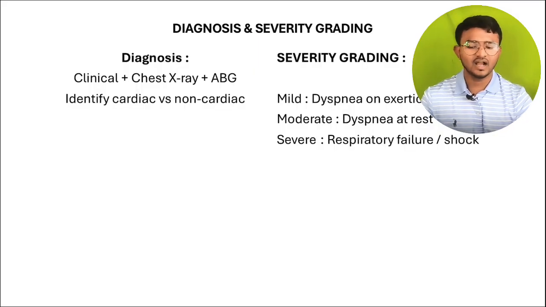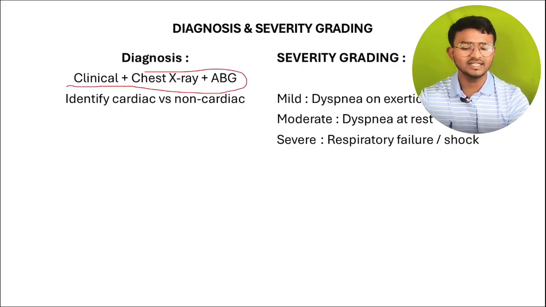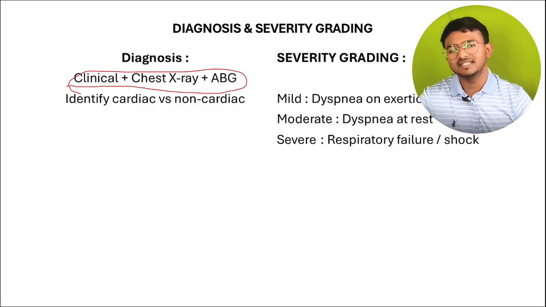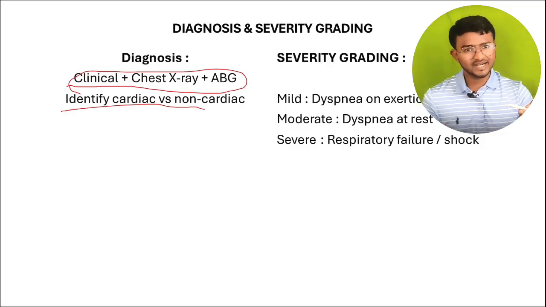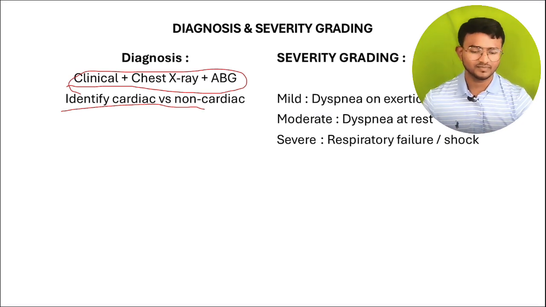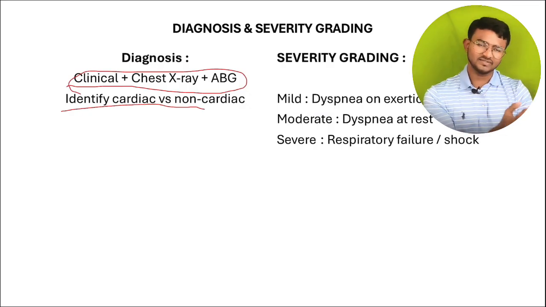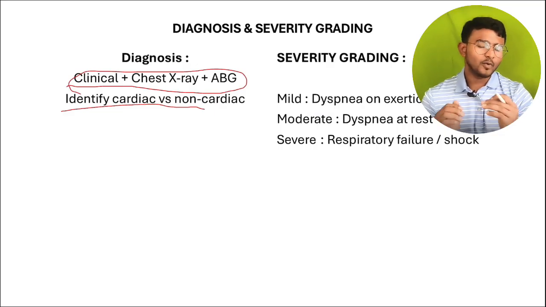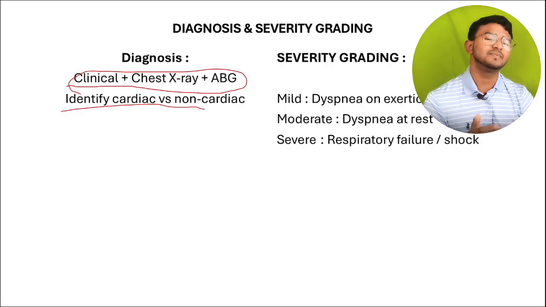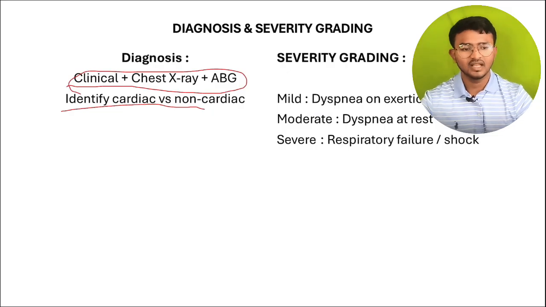Next, we can see how to do diagnosis and severity grading. In diagnosis we can do clinical physical examination, then chest X-ray, then in severe cases ABG, and we have to identify cardiac versus non-cardiac. With physical examination, or with the BNP or PCWP, we can find out. Okay, for grading of severity, we have mild, moderate and severe. In mild cases you can see dyspnea on exertion. In moderate cases you can see dyspnea, difficulty in breathing, at rest also. In severe cases we can see respiratory failure or shock. Okay, so these are the things.